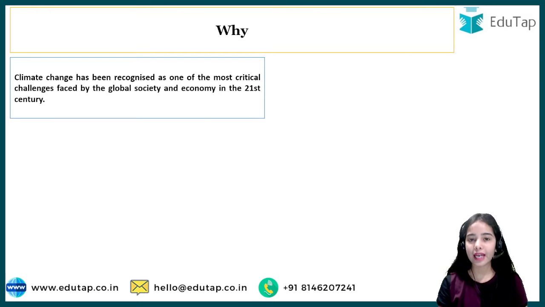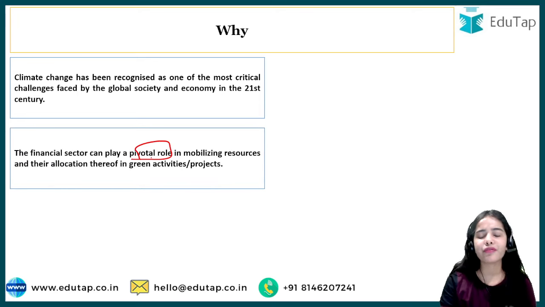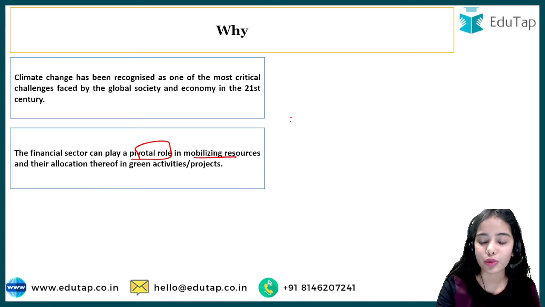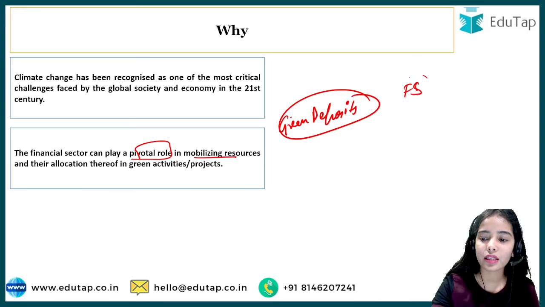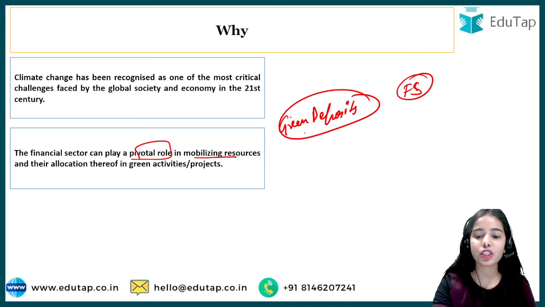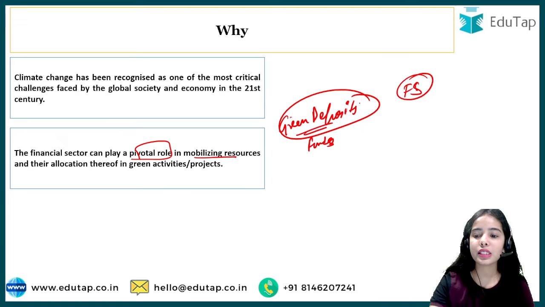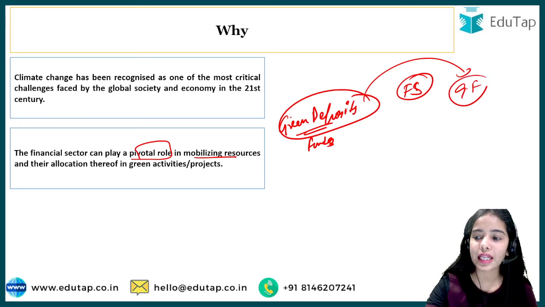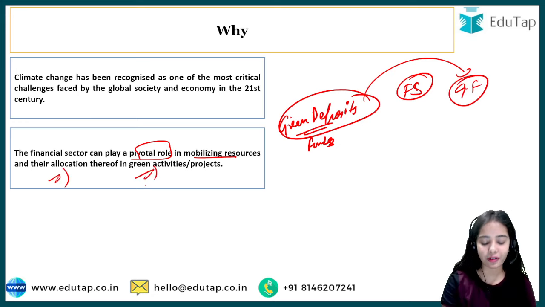Why does the RBI have to bring this framework? Because climate change is a very big problem. The environment is being harmed. So the financial sector can play a pivotal, very important role in mobilizing the resources. So that's why the green deposits will help the financial sector, the banks and the NBFCs, to mobilize and collect the funds that will be used for green financing, for green activities or projects. So their allocation thereof in green activities or projects.